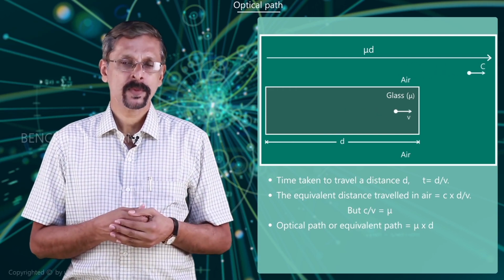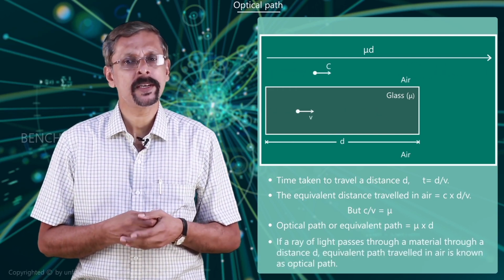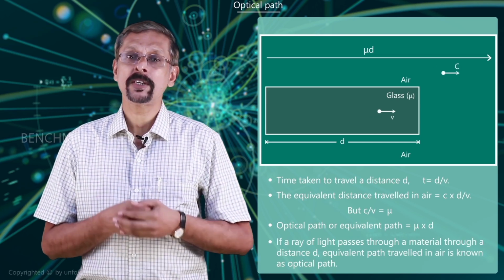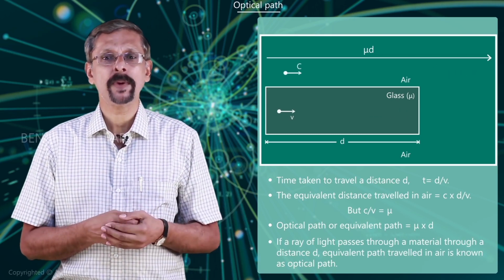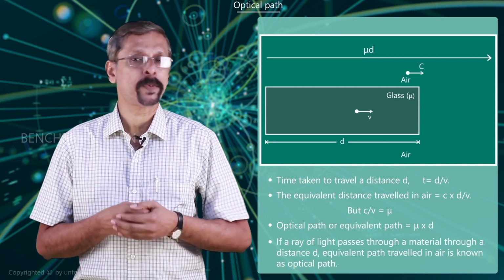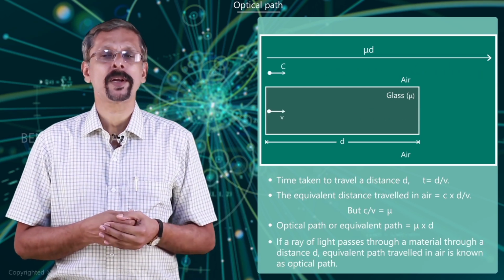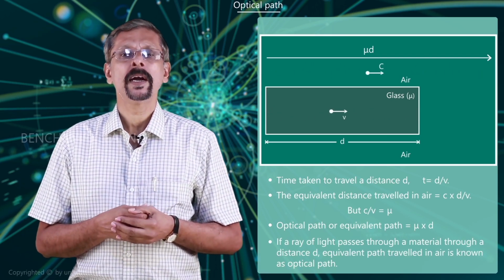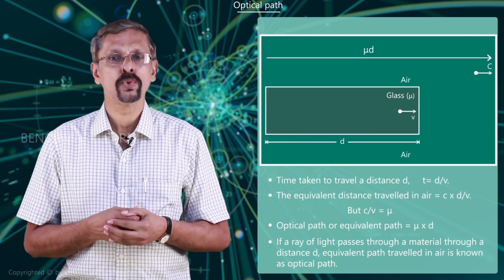So what happens is, if a ray of light travels through a material medium through a distance d, then the equivalent path traveled in air is what is known as the optical path. It is given by the product of the refractive index of the material and the distance traveled by light through the medium.